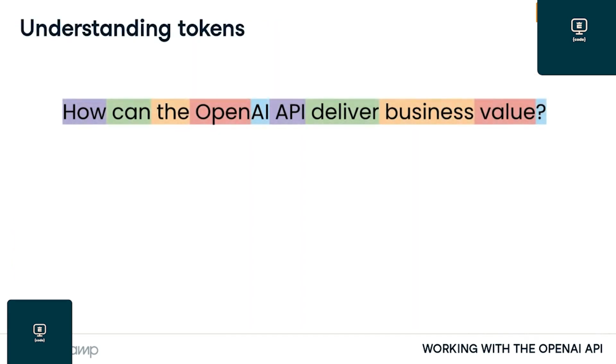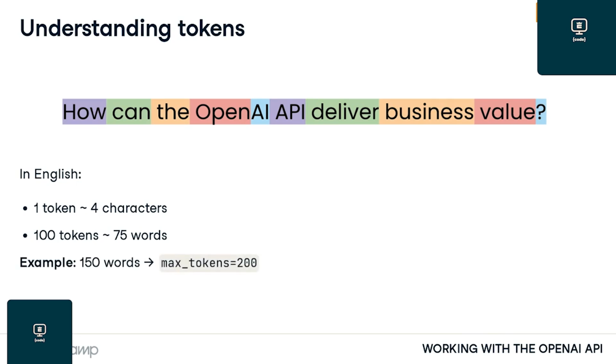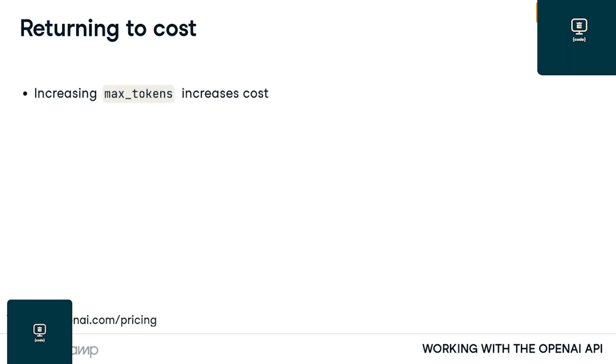Tokens are a unit of one or more characters used by language models to understand and interpret text. In English, one token translates to about 4 characters, and 100 tokens to 75 words. So if our use case requires no more than around 150 words, a max tokens of 200 would be a good choice. Increasing max tokens will likely also increase the usage cost for each request.